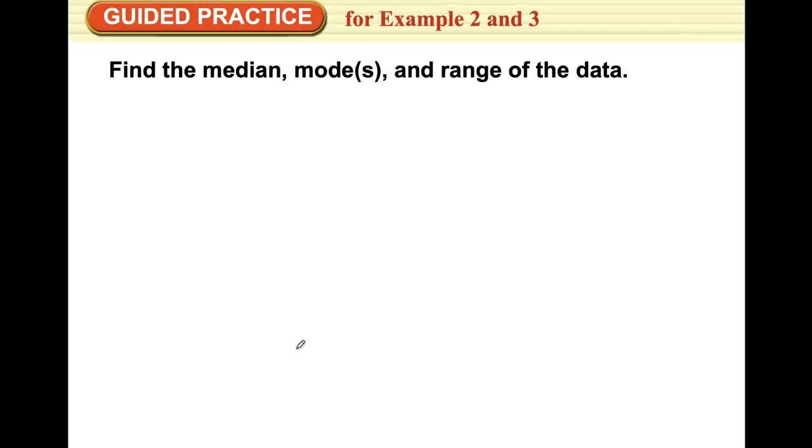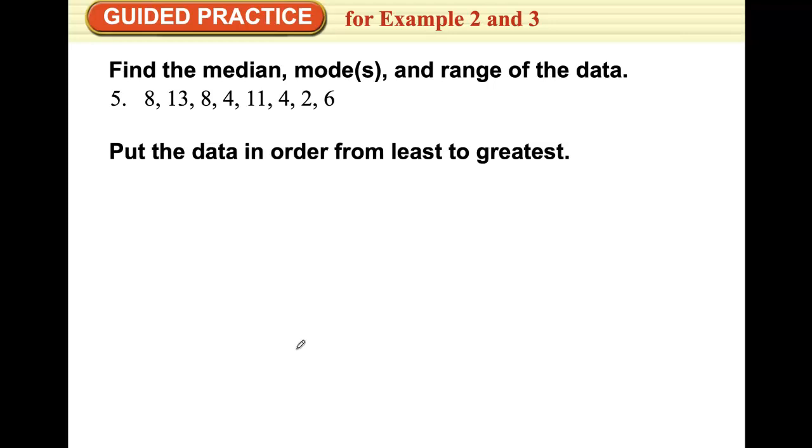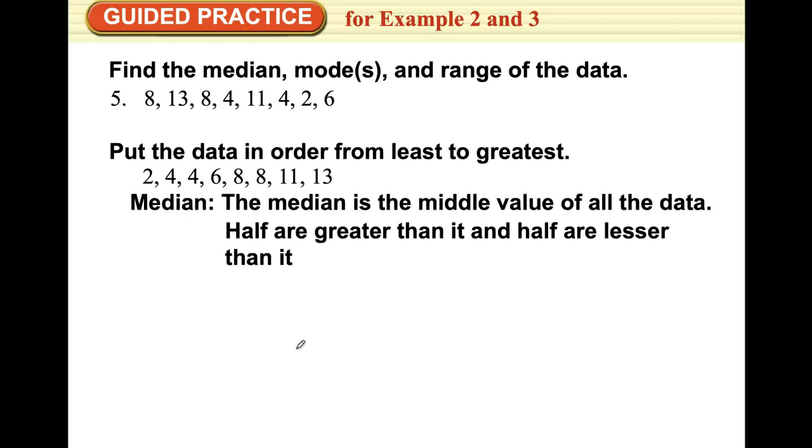So let's look at a few examples. Here is an example. You have 8, 13, 8, 4, 11, 4, 2, and 6. The first thing you always want to do is put them in order from least to greatest. Okay. The median is the middle of all the data. Half are greater than it and half are less.